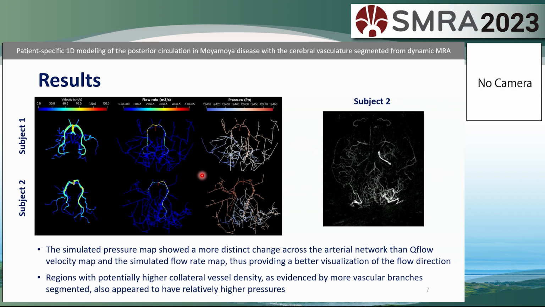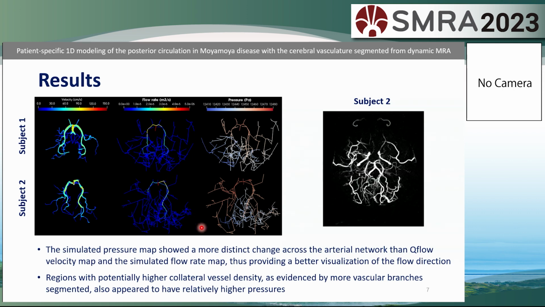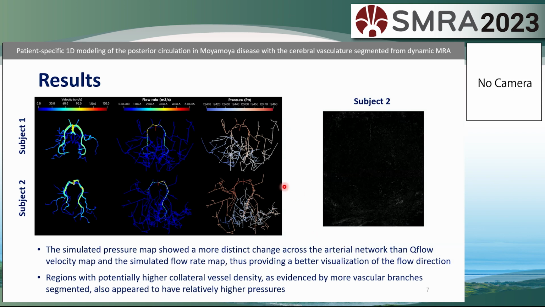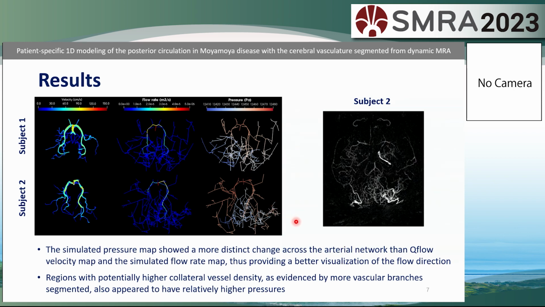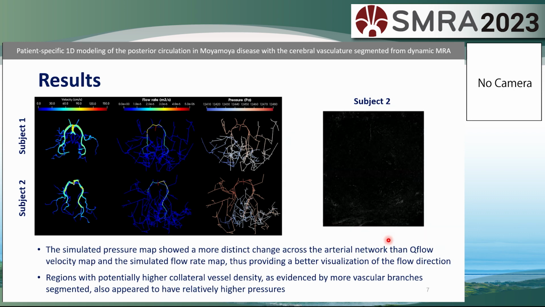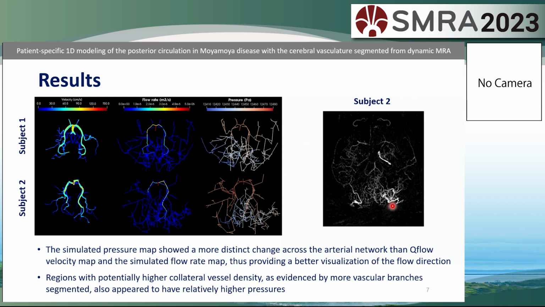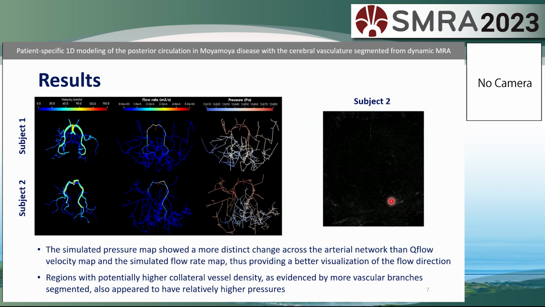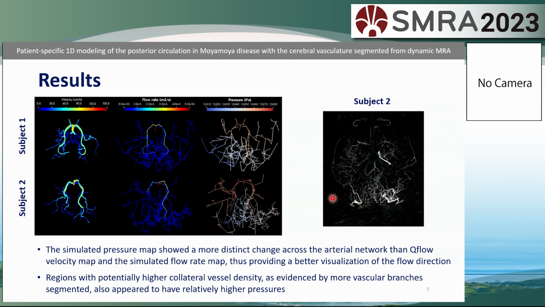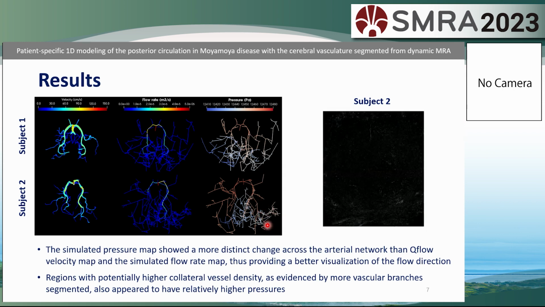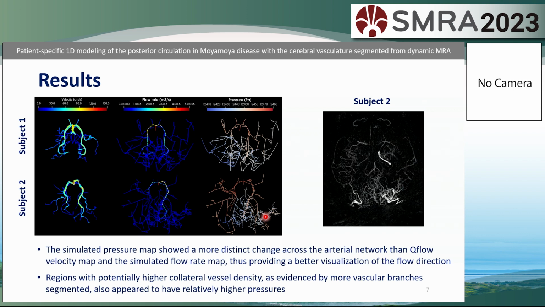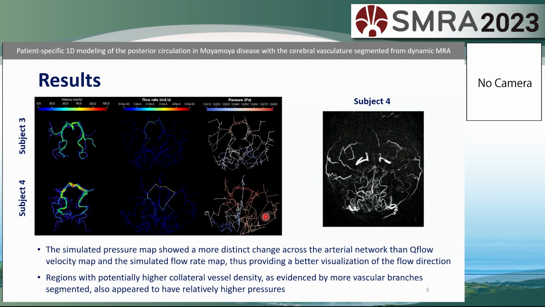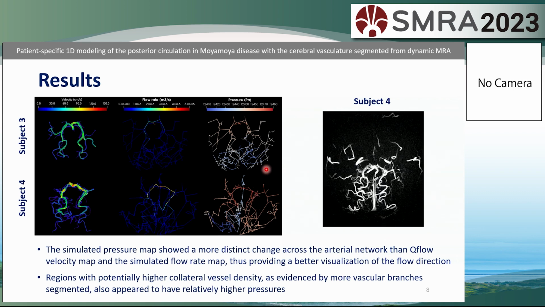This information seems to provide a better visualization of the potential flow direction, which may be useful for evaluating the collateral circulation. The other observation is that in these regions, there seems to be a higher density of collateral vessels. If we go back to the pressure map, this region also has a higher pressure. These are the results for the other 2 cases, and the observations are similar.